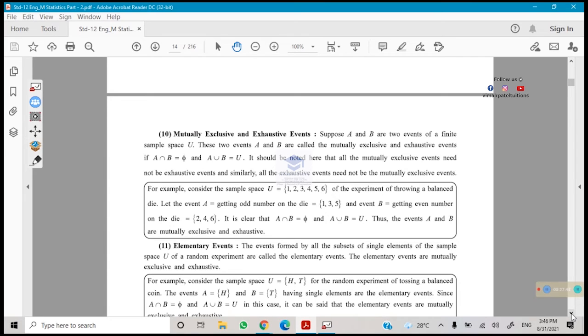Then elementary events. The events formed by all the subsets of single elements of the sample space U of a random experiment are called elementary events. Elementary events are mutually exclusive and exhaustive.